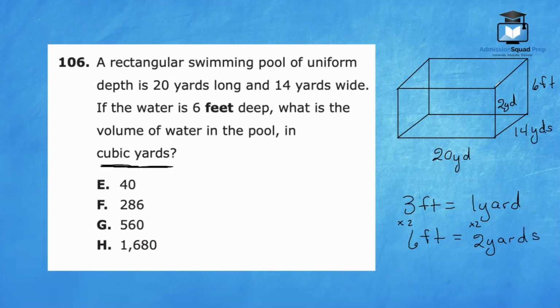Now that we have the dimensions of this rectangular prism all expressed in the form of yards, we can use our volume formula. The volume of a rectangular prism is length times width times height. So the volume is 20 times 14 times 2. Since 14 times 20 is 280, then we can multiply that by 2. We will have 560 cubic yards. So the correct answer is choice G.